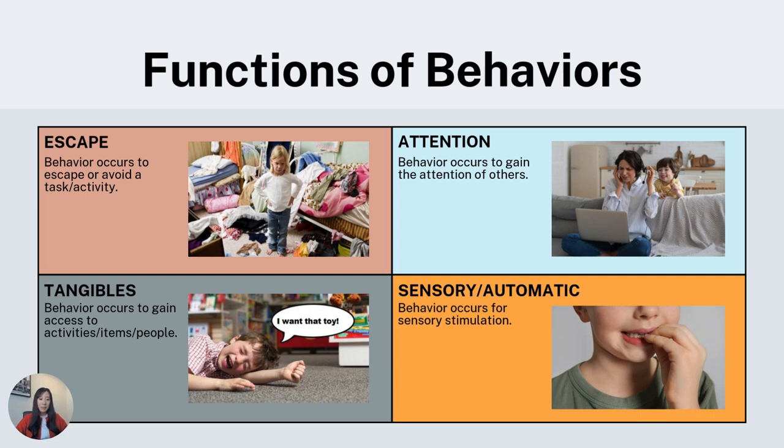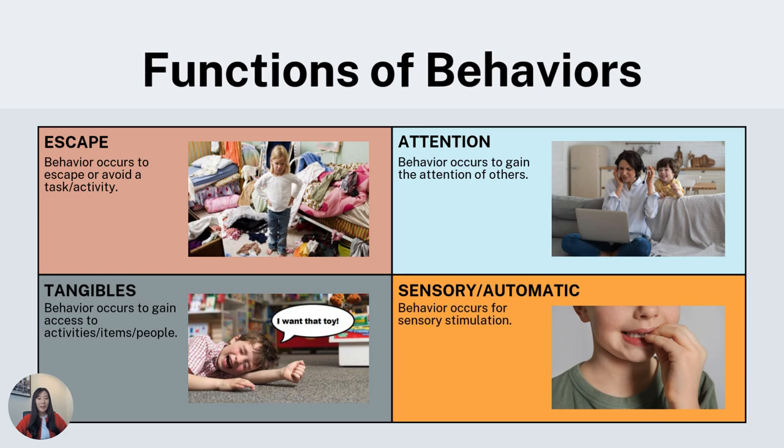So functions of behaviors, here are those 4. First, we have escape in the red box. This is when a behavior occurs to escape or avoid a task or activity. This could be a task, an aversive or non-preferred situation, or even some kind of sensory input that just feels overwhelming for them. So for example, here we have a child who might be throwing a tantrum when asked to clean their room because she's trying to avoid the task.